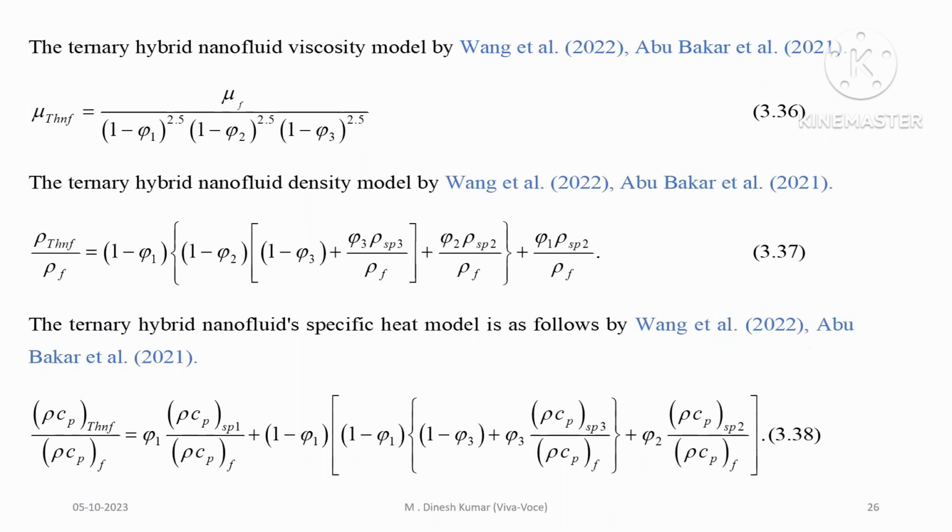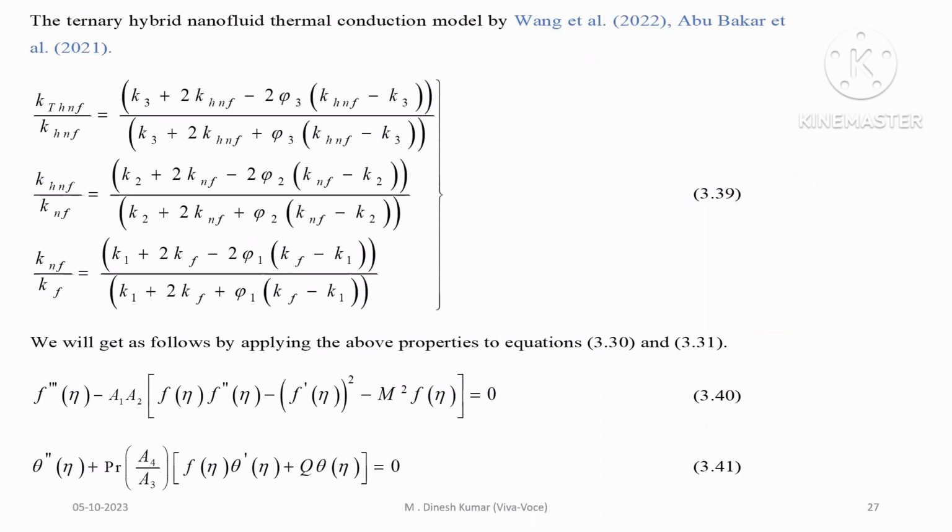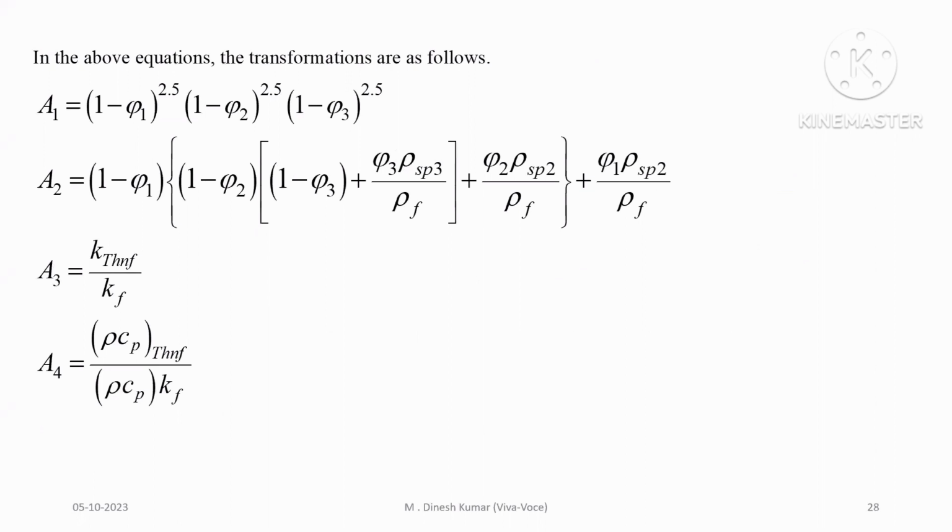These are the models. For the ternary hybrid nanofluid, 3.36 represents the viscosity model, 3.37 is for the density, and 3.38 represents the specific heat. 3.39 represents the ternary hybrid nanofluid thermal conductivity model. By taking suitable assumptions for the thermal conductivity and specific heat, we can't put that big equation entirely into the governing equation, so we choose some constants like A1, B1. Again, we put those into the governing equation, and the resultant equations are 3.40 and 3.41. These are the assumptions I have taken.